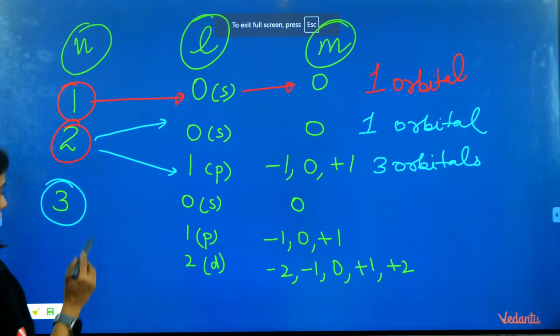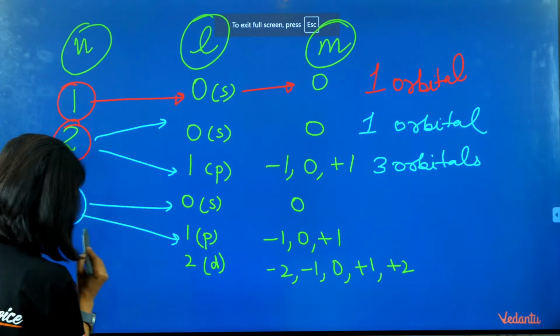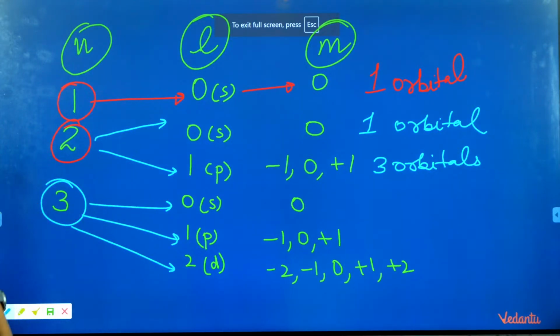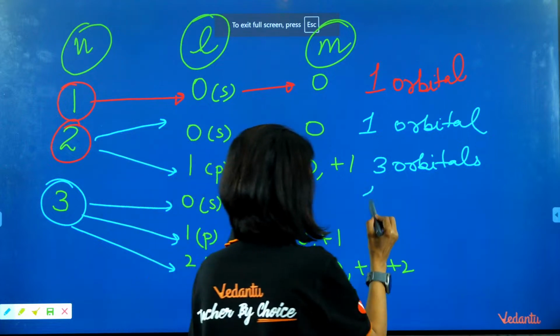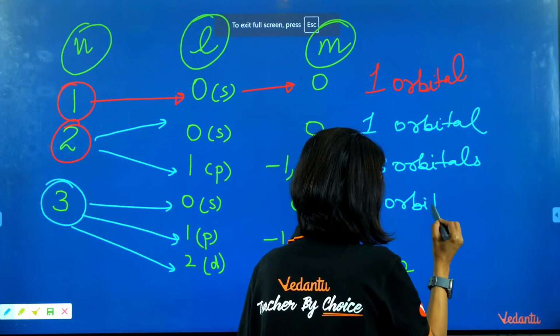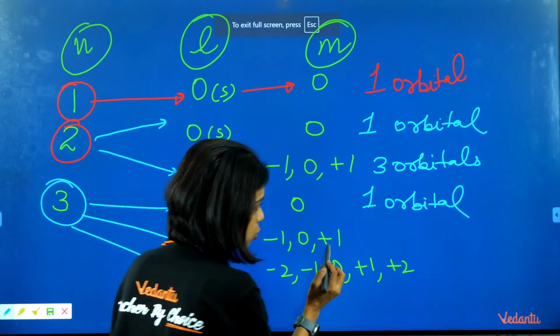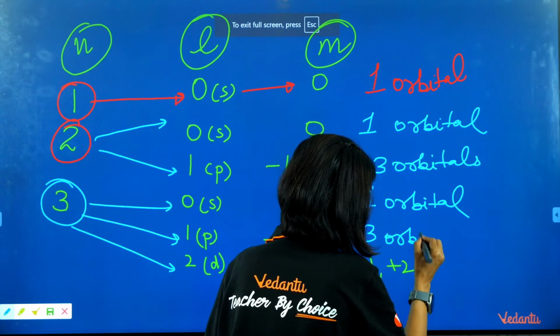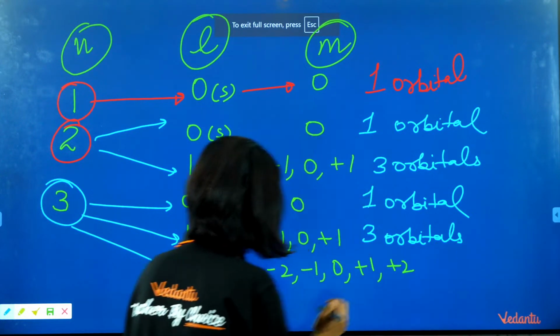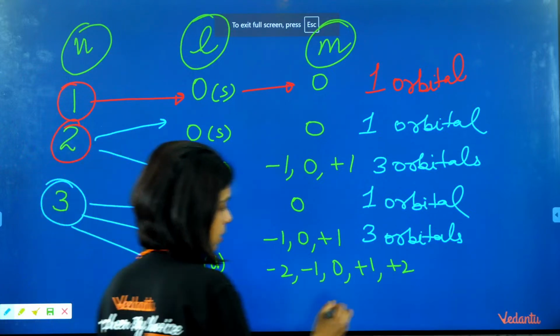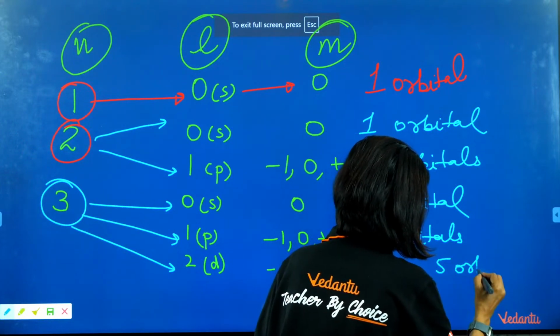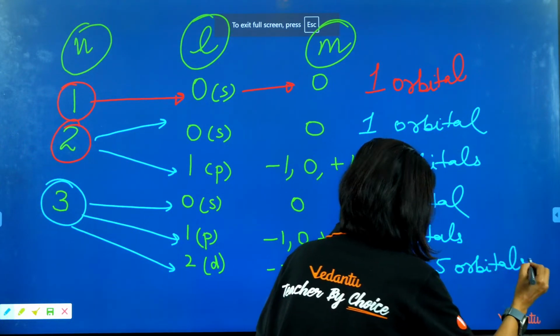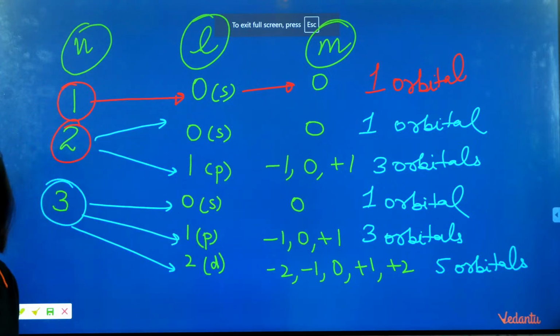Now in the third shell, I have 3s, 3p and 3d. In 3s, I have one orbital. In 3p, because I have 3 values for M, and the number of values of M tells me about the orbitals, I have 3 orbitals, and in 3d, I have 5 orbitals. Got it? Yes? Done?